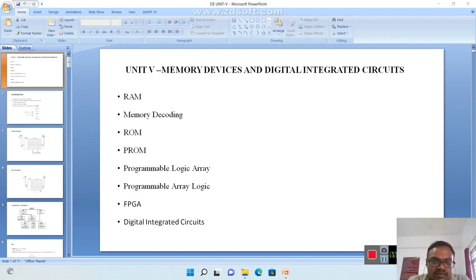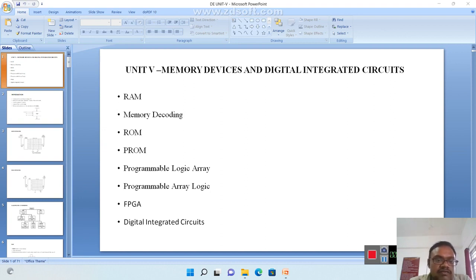Hello my dear students, we are going to discuss Unit 5, the memory devices and the digital integrated circuits, DIC. This is our Unit 5 of digital electronics. Unit 5 covers RAM, memory decoding, ROM, PROM, programmable logic array, programmable array logic, FPGA, and digital integrated circuits, that is DIC.